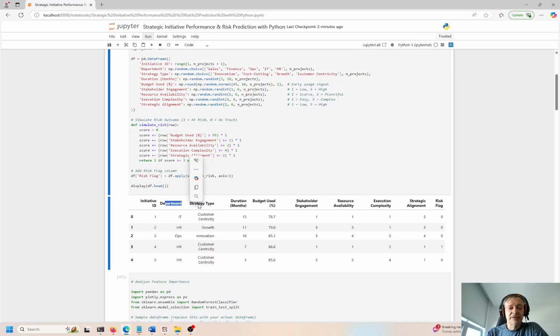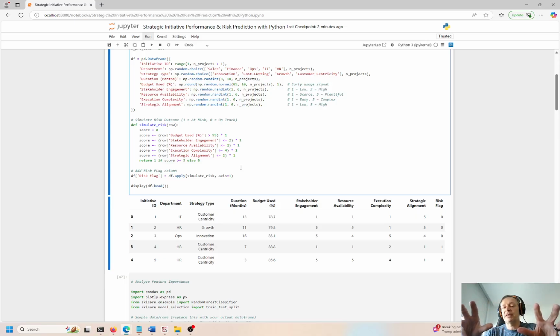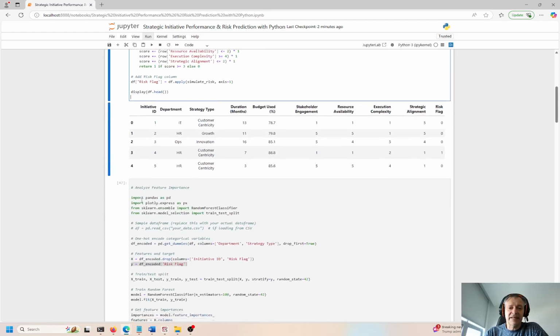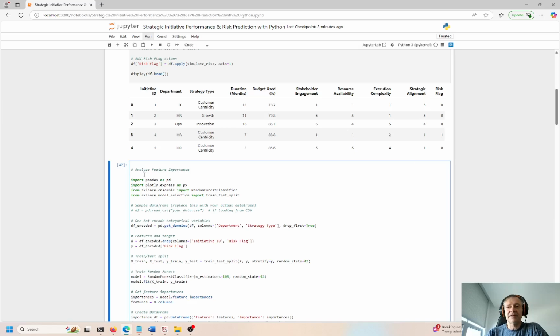So we have department, strategy type, duration, how long is this project going to take, how long is it going to go on for, budget used, stakeholder engagement, resources available, execution complexity, strategic alignment, and then is there going to be a risk flag, yes or no? So is this project potentially going to be at risk of not delivering, right? And you're going to come up short. You don't want to do that, right? You don't want to do that. So you have to plan and anticipate what's going to happen in advance and then execute according to that, right?